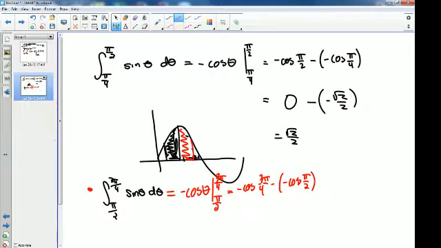Let's see, 3 pi over 4. It'll be negative. Cosine at 3 pi over 4 is negative root 2 over 2. The negative of that makes it positive. And then pi over 2, 0. There you go. It's the same answer? Yeah. What? Shouldn't be.